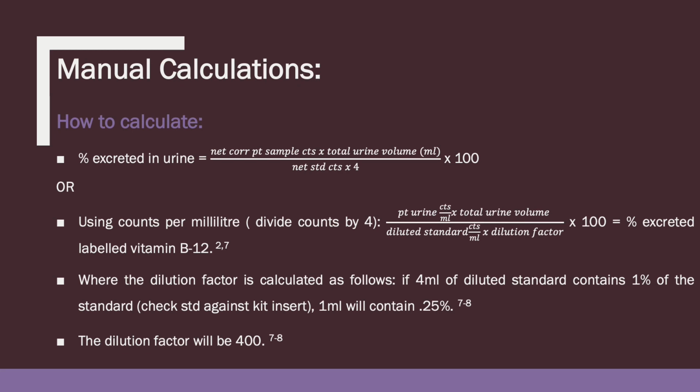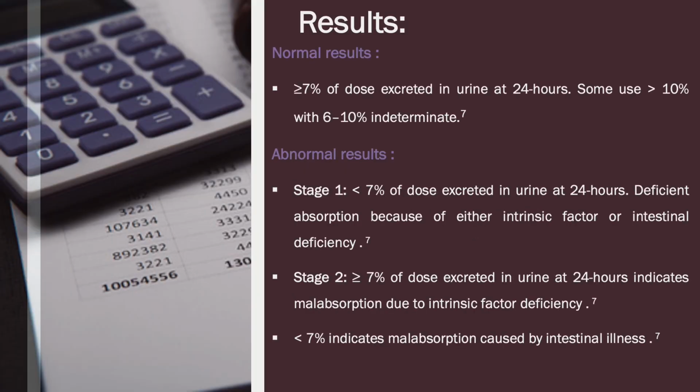The dilution factor is calculated as follows. If 4 ml of diluted standard contains 1% of the standard, this should be checked against your package insert, as this may differ from kit to kit, then this means that 1 ml will contain 0.25% of the standard. Thus, your dilution factor will be 400. When reviewing the results, one should know that more than or equal to 7% of the dose excreted into the urine at 24 hours is normal, and some places might even use up to 10%.